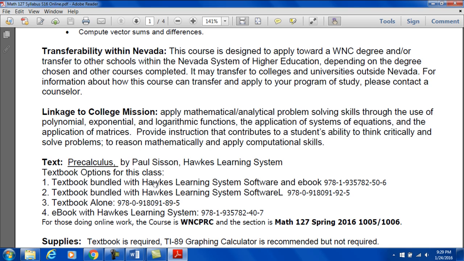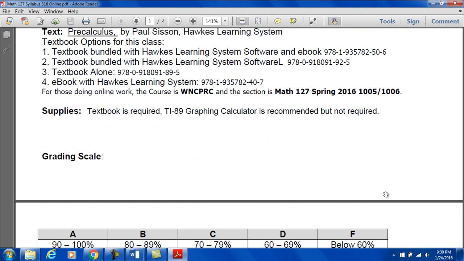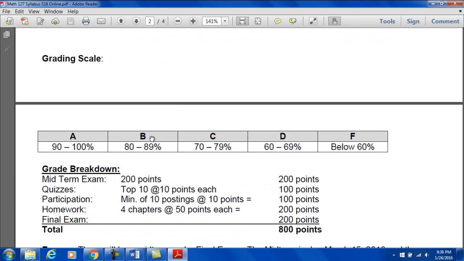So for those doing online work, when you go to register, the course is called WNC PRC, and the section's Math 127 Spring 2016 1005/1006. So you're required to have a textbook. TI graphing calculator, though, is recommended, not required. You can get by with like a TI 84. That's not a problem. I know some faculty don't allow TI 89s. So if you're going to go into calculus and it's not with me, you might consider getting the TI 83 or 84.